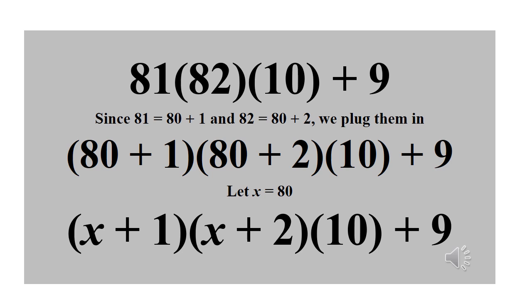So if we factor out 80 from 81 and 82, what we are going to have is 80 plus 1, that's 81, then 80 plus 2, that's 82, then bracket 10 plus 9. So the 80 there, let's represent that 80 by x. So we have x plus 1 into bracket x plus 2, then bracket 10 plus 9. That is, everywhere you see 80, you plug in x.